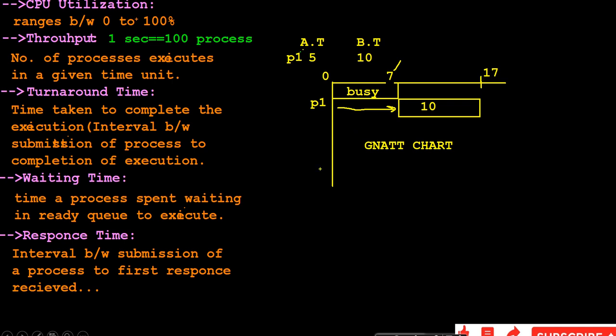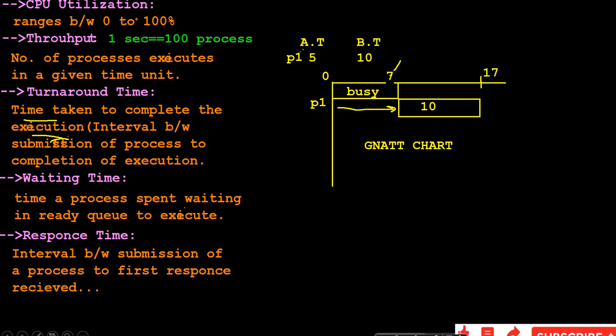Now coming to the definitions of turnaround time, waiting time, and response time. Coming to turnaround time, I have written the definition here. It is the time taken to complete the execution, or it is the interval between submission of a process to the ready queue and the completion of the process.